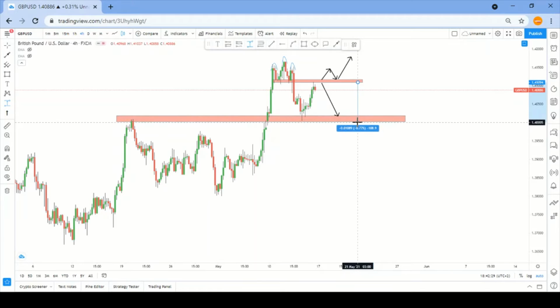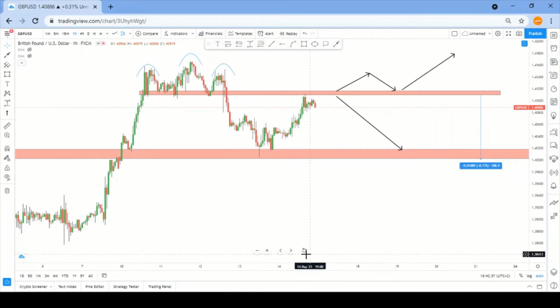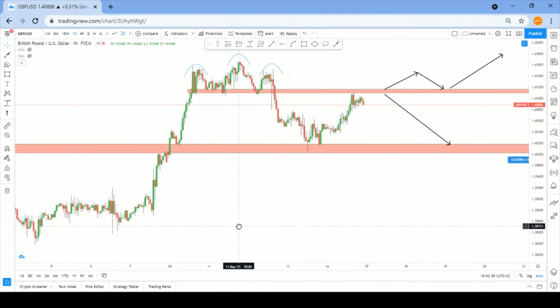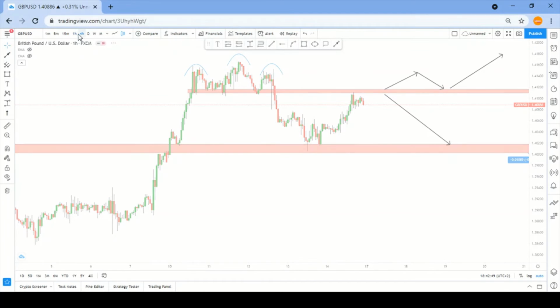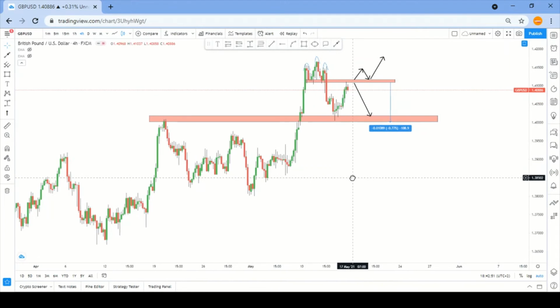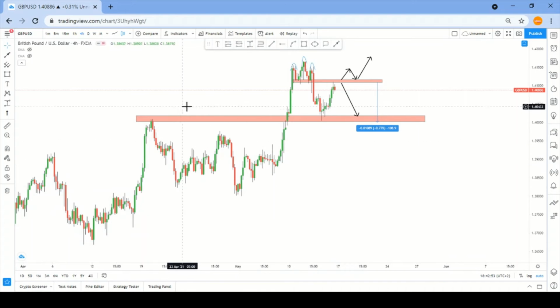Little trick from my side, wait for rejection candles off this area, right? And once again, pause the video because I just showed you another technical pattern that we use, a trading pattern, which is the head and shoulders. After an extended uptrend, if you get a head and shoulders, it is a reversal sign. So yeah, that is my analysis on GBP USD.